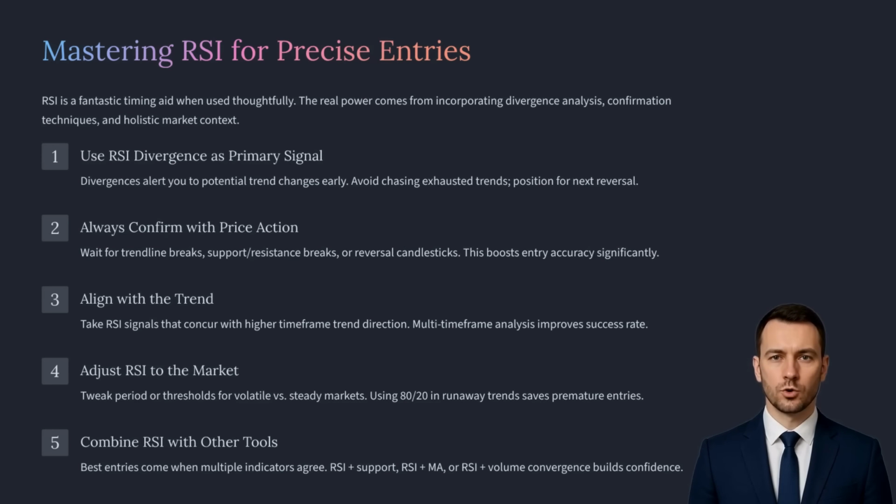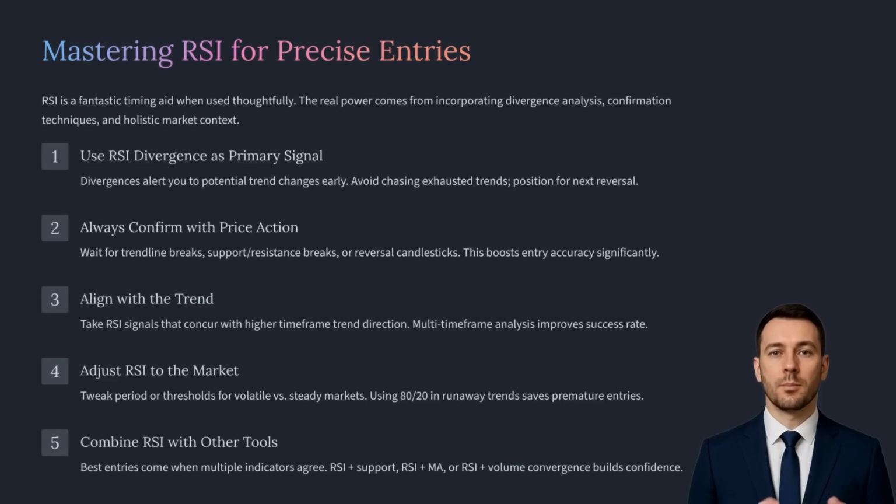We emphasize that overbought or oversold readings alone don't guarantee reversals. Price action can defy these signals in strong trends. The real power of RSI comes when you incorporate divergence analysis, confirmation techniques, and holistic market context. Let's recap the key practices for using RSI effectively. Use RSI divergence as a primary signal. Divergences, bullish or bearish, alert you to potential trend changes early. They help you avoid chasing trends that are running out of steam, and instead, position for the next reversal.